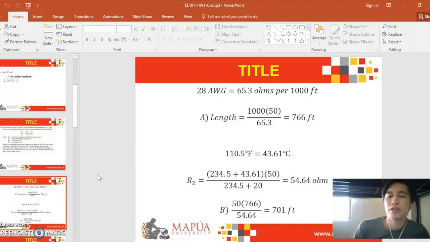234.5 plus 43.61 times 50 all over 234.5 plus 20, which equals 54.64 ohms. For letter B, 50 times 766 all over 54.64, which will give us 701 feet.